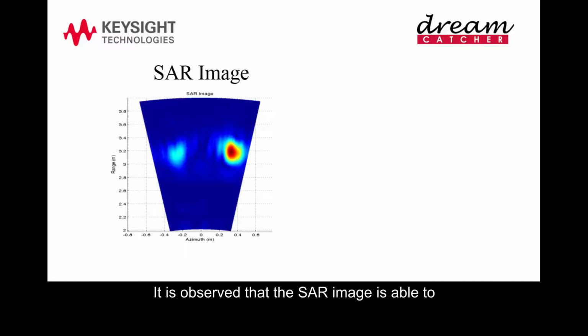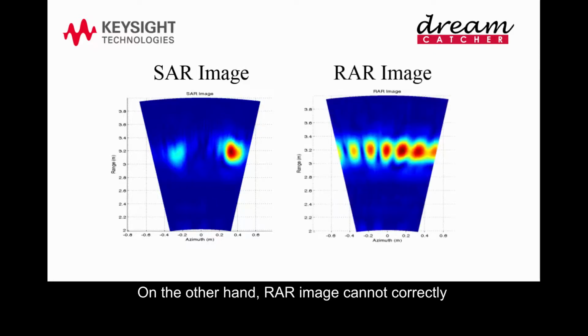It is observed that the SAR image is able to focus the targets for azimuth spacing of 0.4 meters. On the other hand, RAW image cannot correctly separate the two targets for azimuth spacing, d equals 0.4 meter. It is because, in RAW configuration, the azimuth resolution is about 0.8 meter, while in SAR configuration, the azimuth resolution is about 0.2 meter.